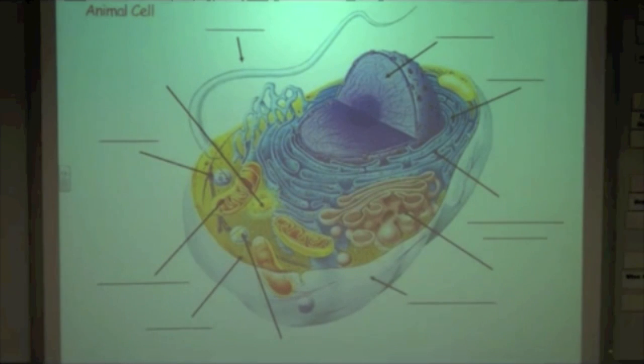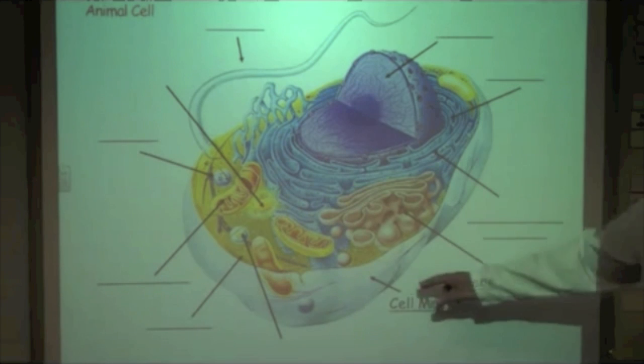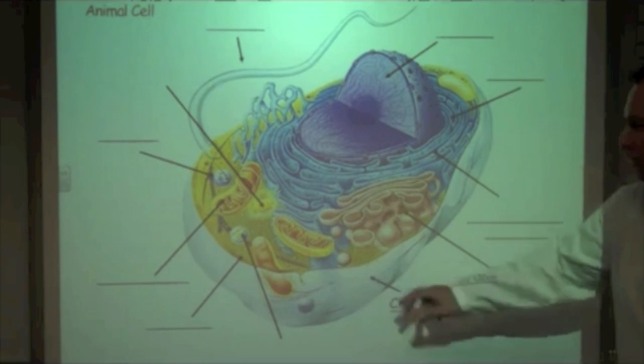So here is our diagram of the animal cell. Now we've talked about the function of each one of these organelles. Now let's identify them. We've already gone through and identified them previously, but let's go through here again to identify the structure. First, we have the cell membrane. This is in the animal cell. It is also in the plant cell. It is the outermost layer of the animal cell.